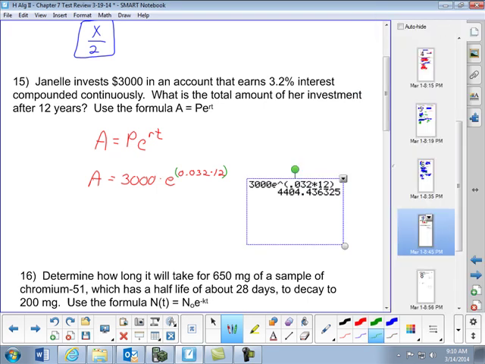And this is a reasonable amount that after 12 years we're going to have $4,404, and then since this is money, I should always round it to 2 decimal places, so it's going to be 44 cents. And there's your answer.